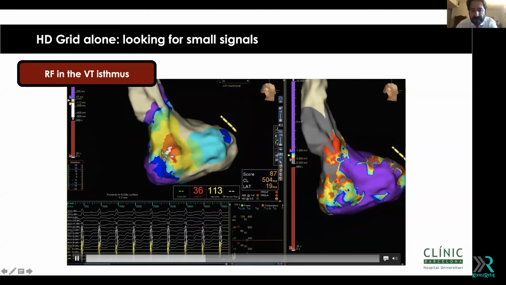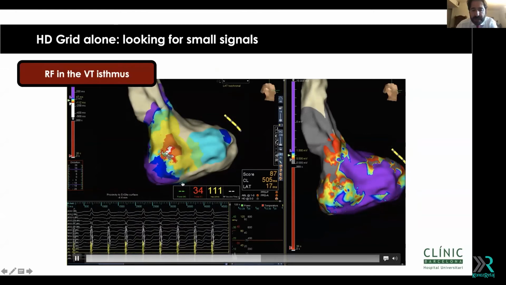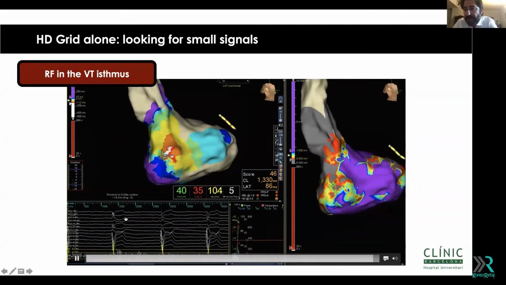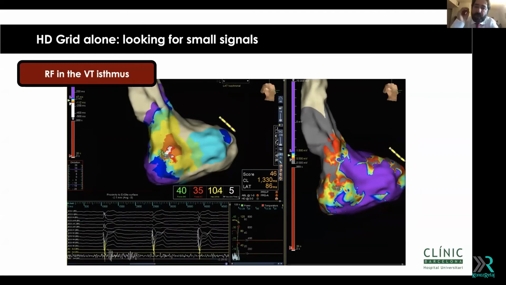ablation in just a few seconds. We will start just now. And you can see that with 2 seconds of ablation, if you are able to really track the VT isthmus, you can get rid of the VT. So without imaging, you can already do VT ablation with this kind of high density grid catheter.